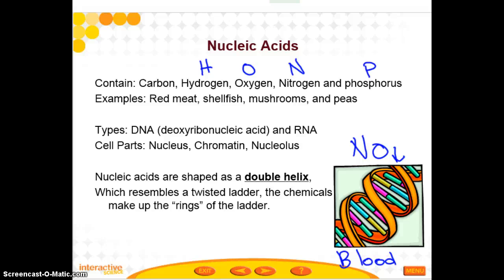So there's no DNA in blood, but there is tons of DNA in all of your muscles. Remember when we did our cheek cell lab, we swabbed our cheeks and we were able to see the nucleus. If you can see the nucleus, you can see the chromatin inside of it and your nucleolus inside of it, and that's where all of your DNA is held. Unfortunately, red blood cells do not have a nucleus, thus no DNA.